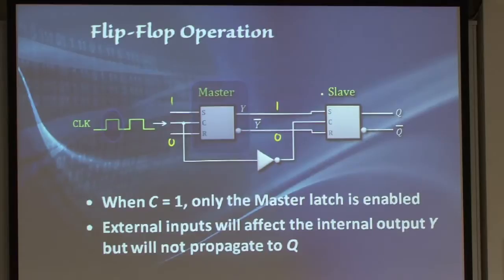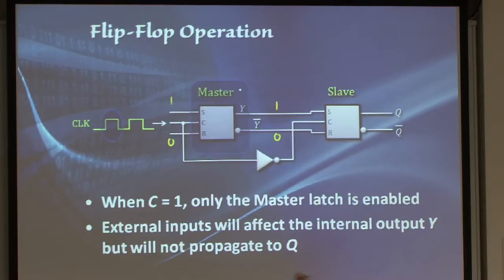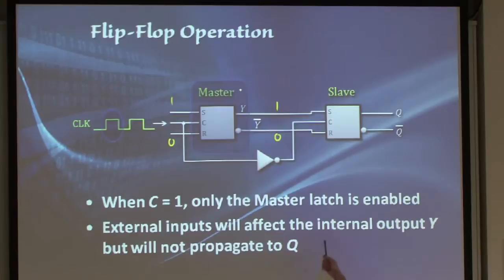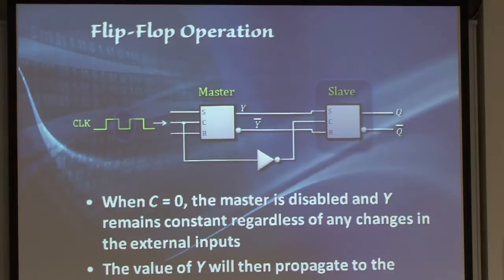So when the clock is high, looking at the master, any change in S and R will affect the intermediate signal, but we won't actually observe it at the output. Now we will observe what's happening when the clock is low.